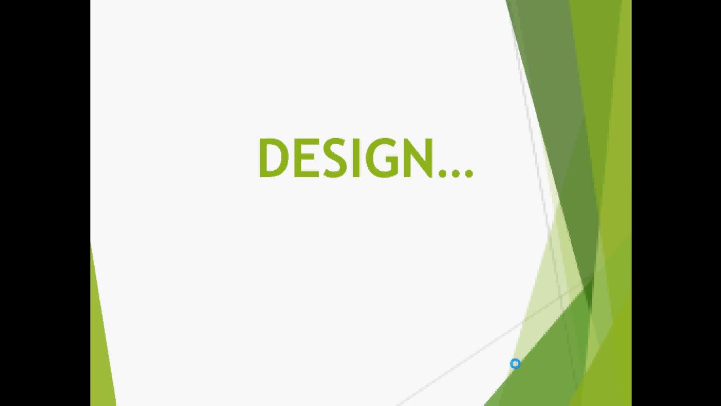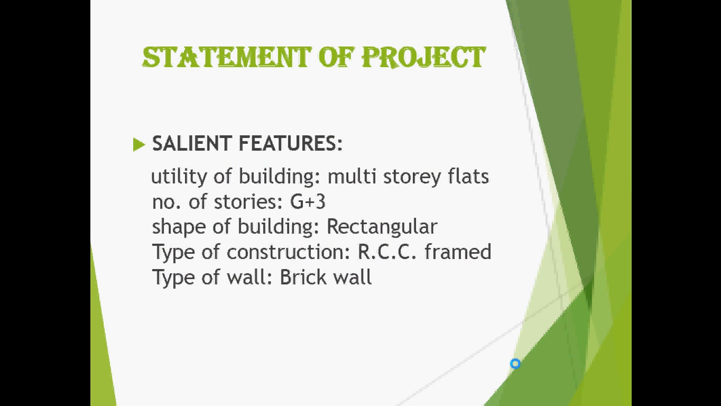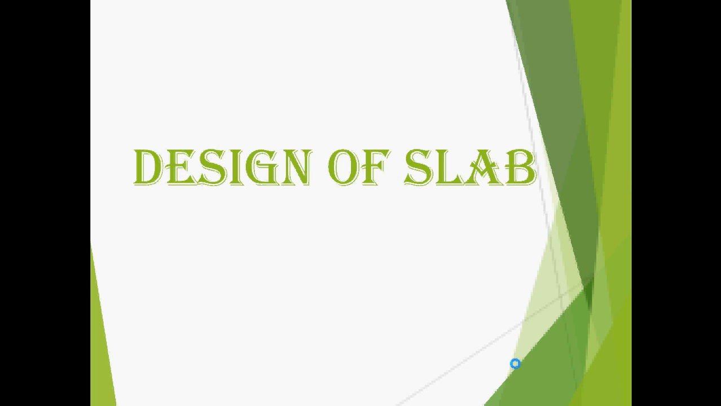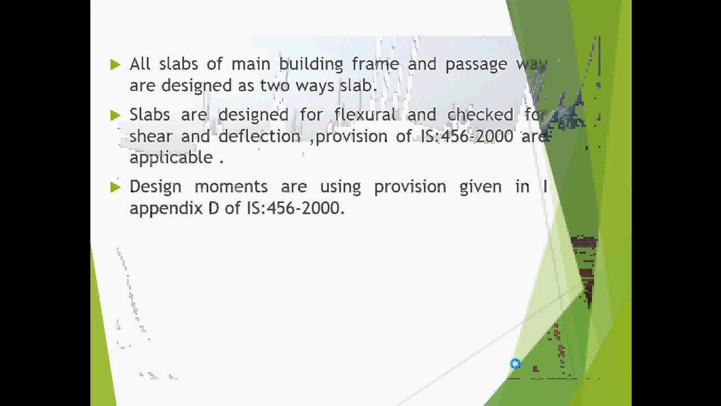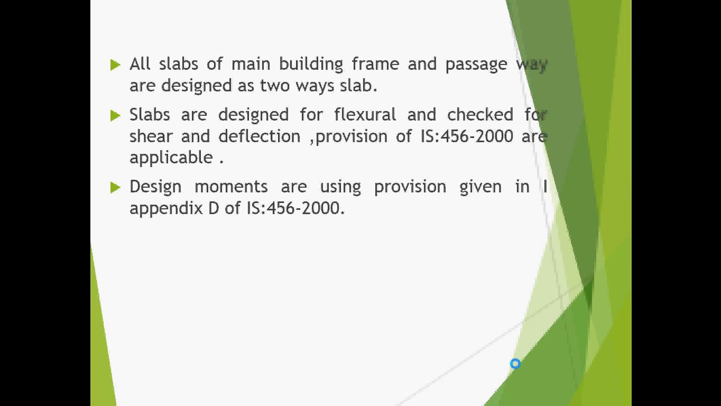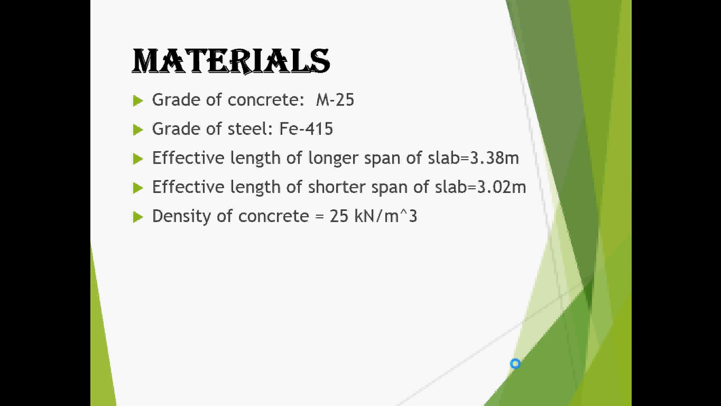Now coming to the design, this is the plan showing a ground floor having 4 apartments. These are some salient features of the project. Various code books were used during the design, that is IS 456-2000 and IS 875 parts 1, 2, 3. And these are some materials used for the design of the slab.